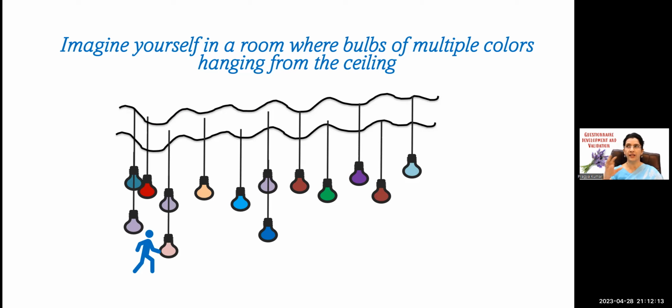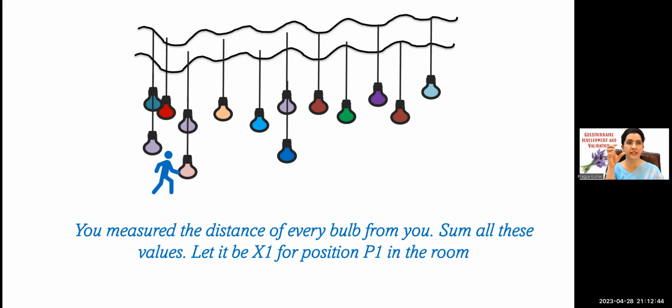So imagine that wherever you are sitting, maybe you are sitting in your office or at your home. So it's three-dimensional. You are in a three-dimensional structure, maybe a room or a cabin, where there is a ceiling and multiple color bulbs are hanging from that ceiling. Okay. And you are standing at one place. So what will happen? What you do, you measure the distance of all the bulbs which are hanging from the ceiling and you sum all these values. Okay. So this is X1.